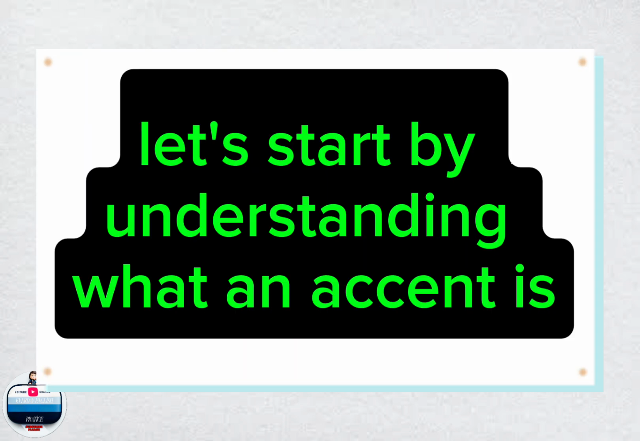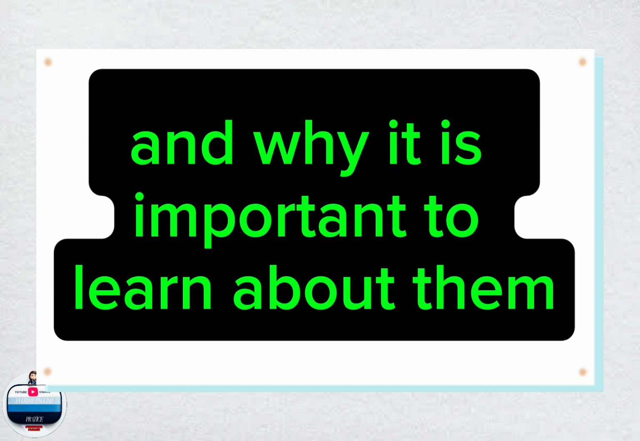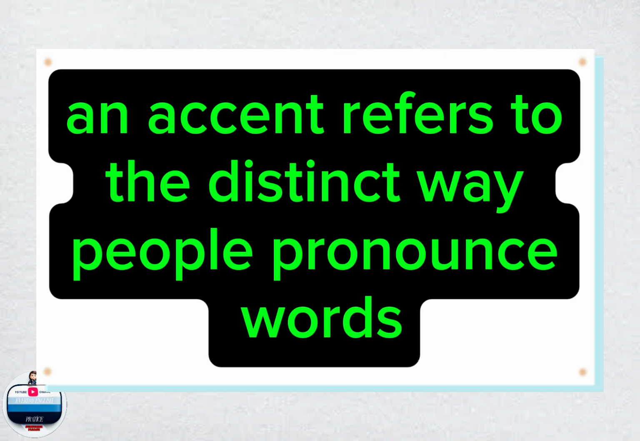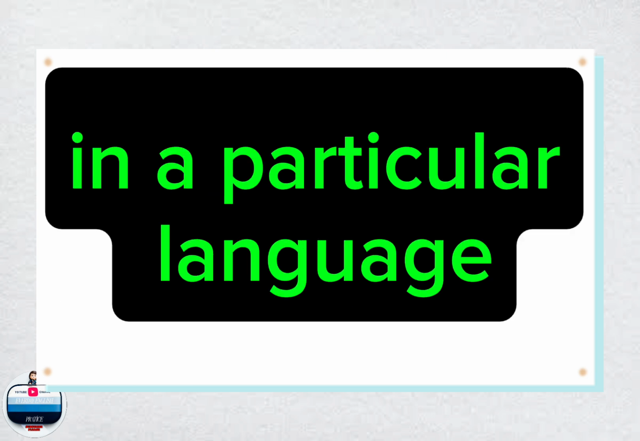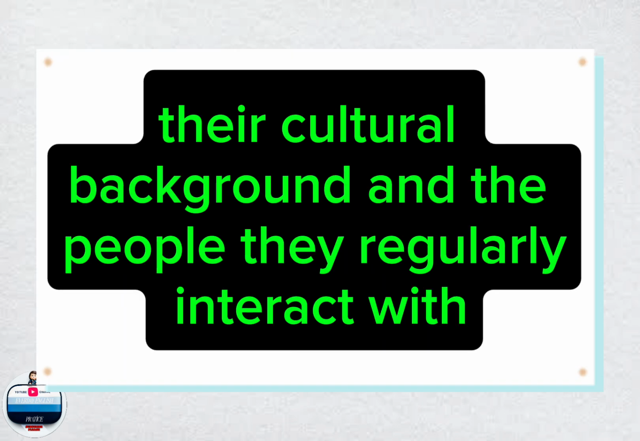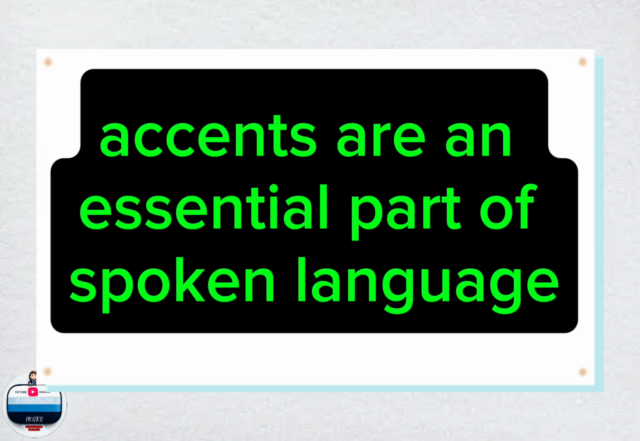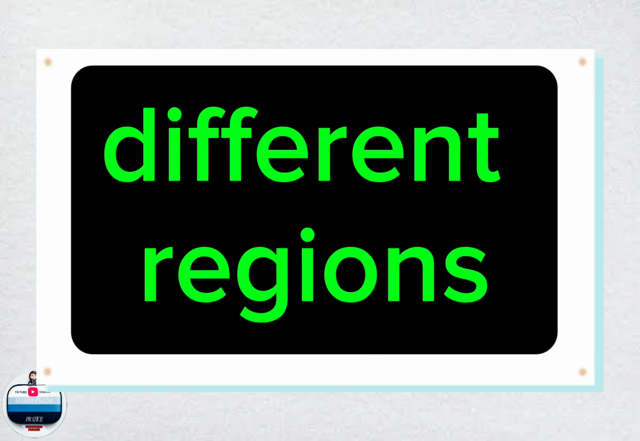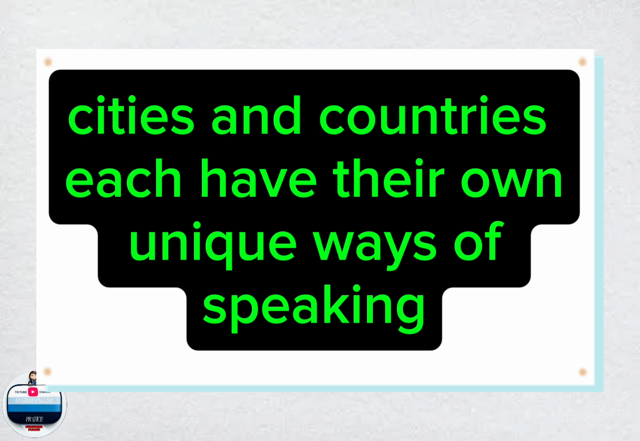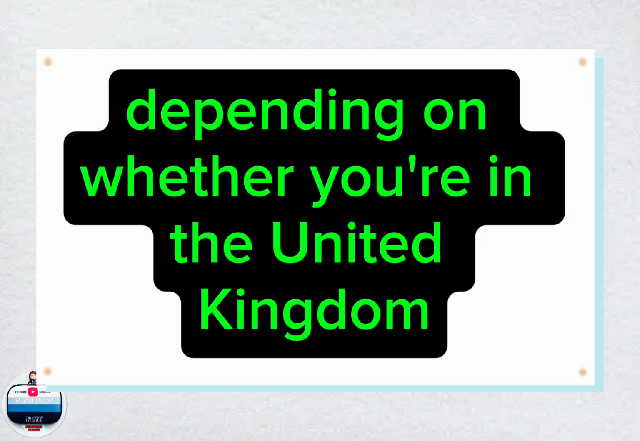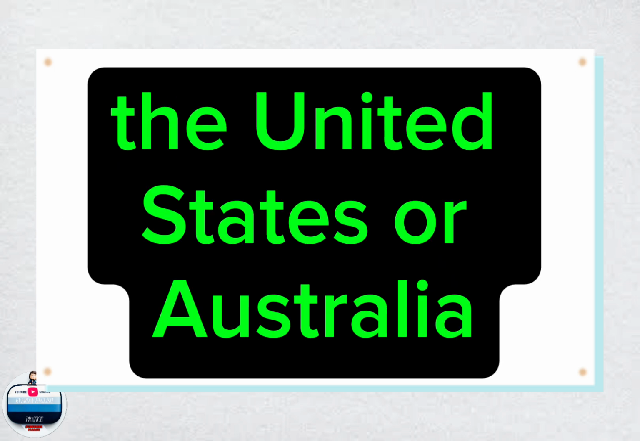Let's start by understanding what an accent is and why it is important to learn about them. What is an accent? An accent refers to the distinct way people pronounce words in a particular language. It can be influenced by where a person is from, their cultural background, and the people they regularly interact with. Accents are an essential part of spoken language, and no two accents are exactly the same. Different regions, cities, and countries each have their own unique ways of speaking, which is why English sounds different depending on whether you're in the United Kingdom, the United States, or Australia.